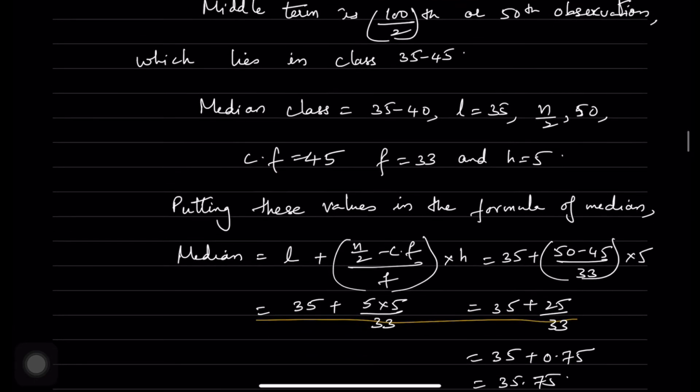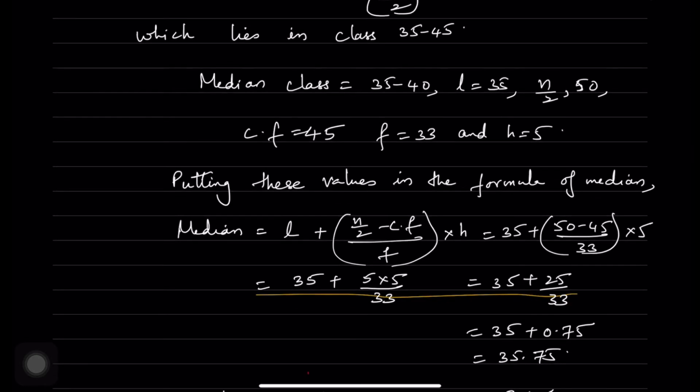So median class is 35 to 40. So L is 35, n by 2 is 50, cumulative frequency is 45. So f is equal to 33. The frequency corresponding to the median class is 33 and the width of the class is 5. So put in all the values in this formula.